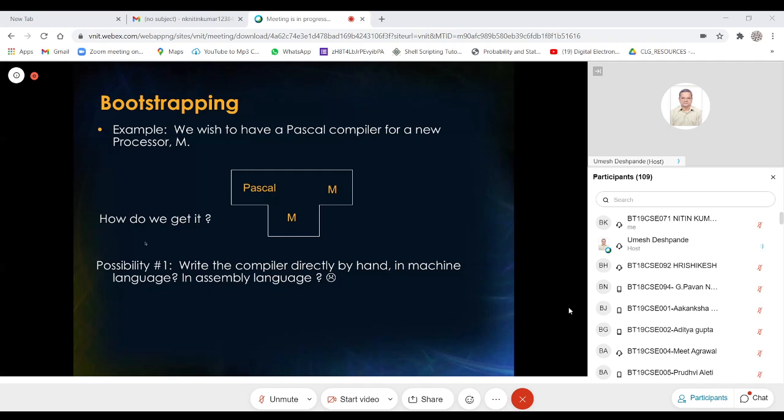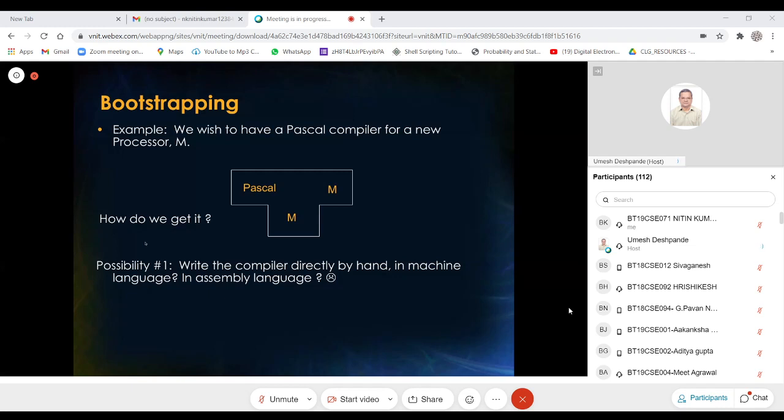Okay, so let's consider the first possibility, which is the easiest thing. First of all, we can write the compiler directly by hand. That is, write all the system software, the algorithms, etc., whatever is required for building the compiler or the translator in general, and we write it in the machine language itself. Well, as we discussed yesterday, this is an extremely tough task. Machine language just understands binary.